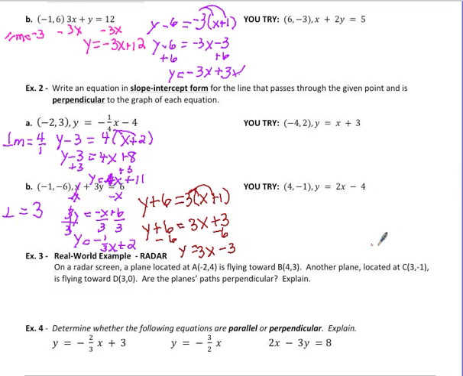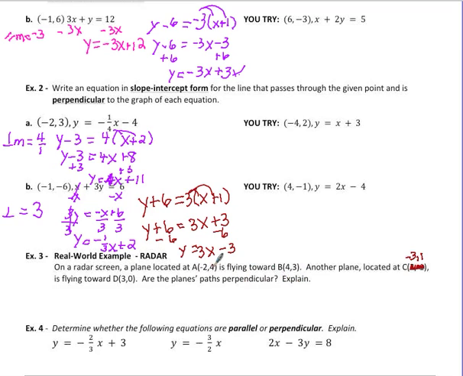Now let's look at example 3. And on example 3, I do want you to change C because it was printed off incorrectly. This should have been -3, 1. And it says on a radar screen, a plane located at A, -2, 4, is flying towards B, 4, 3, and another plane is located at point C, -3, 1, and is flying towards point D, 3, 0. It says, are the plane's paths perpendicular?